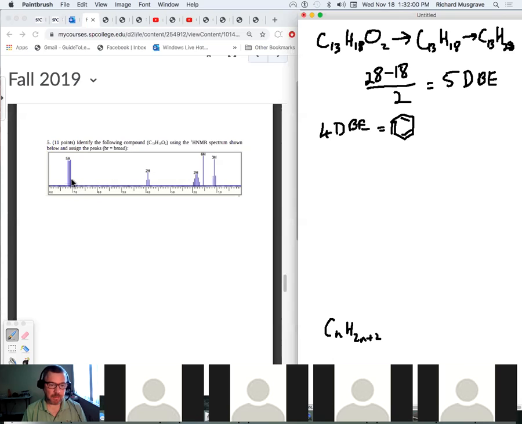Now, I also do have this 5H grouping up here in the aromatic region, so that's just more proof that we have an aromatic ring somewhere in the compound.